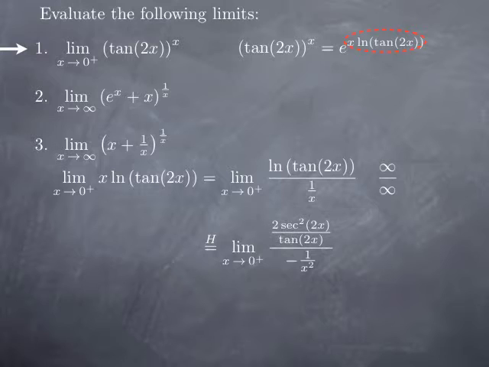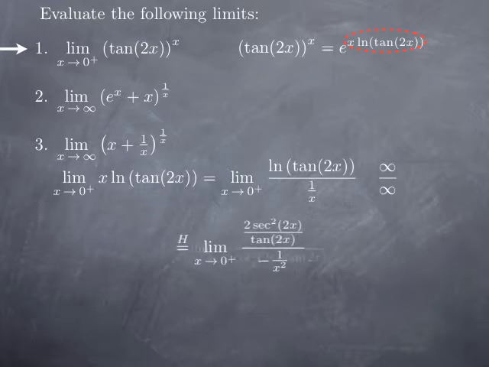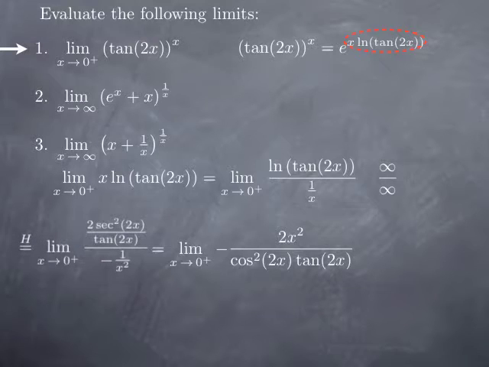Now we can rewrite that differently. Secant squared is really 1 over cosine squared. So rewriting things, what we obtain here is negative 2x squared divided by cosine squared 2x tangent 2x. Now tangent 2x is really sine 2x divided by cosine 2x. So when I multiply that by cosine squared 2x, I can cancel out one of the cosine 2x, and I obtain the limit of negative 2x squared divided by cosine 2x sine 2x.